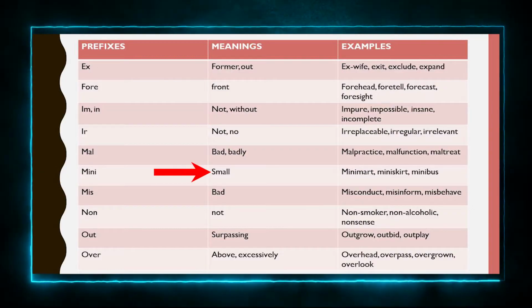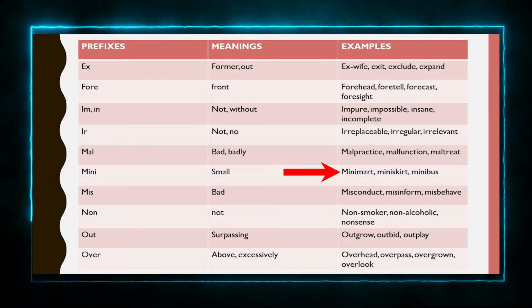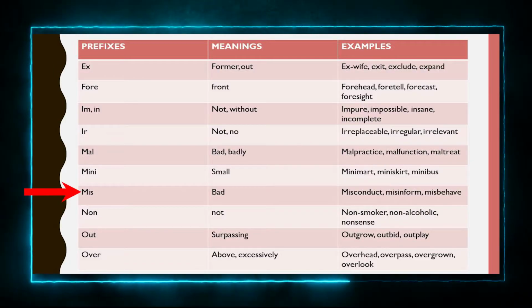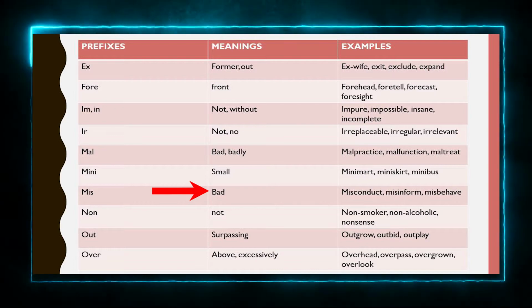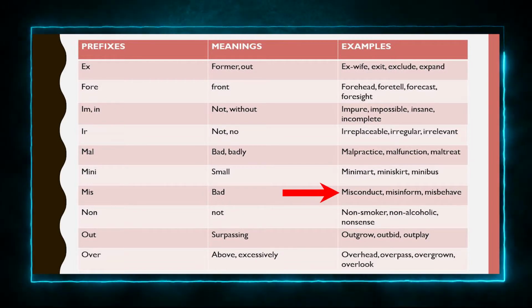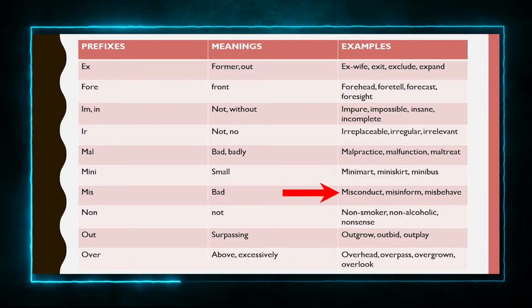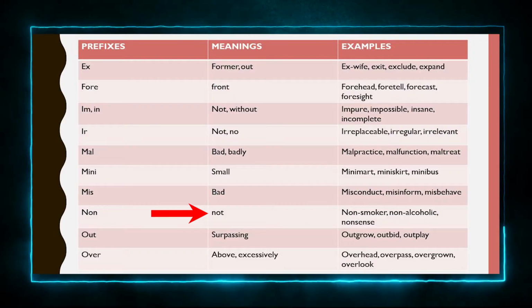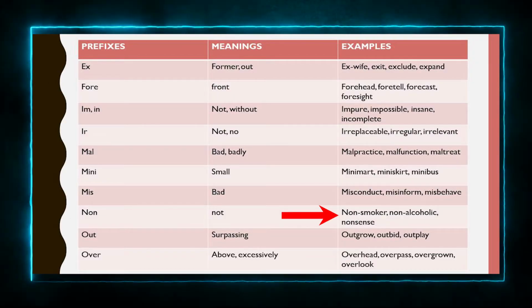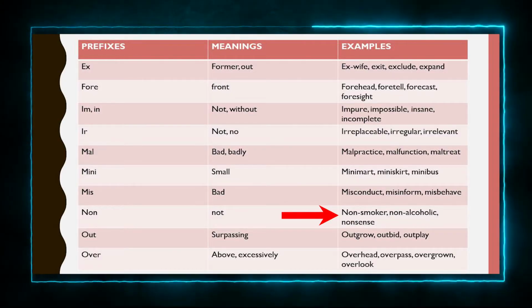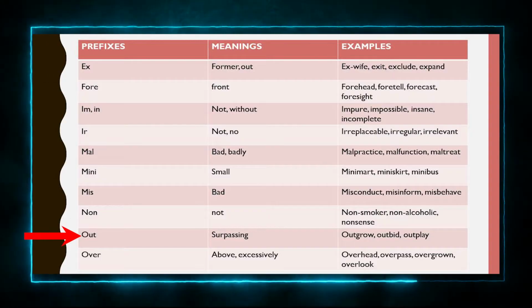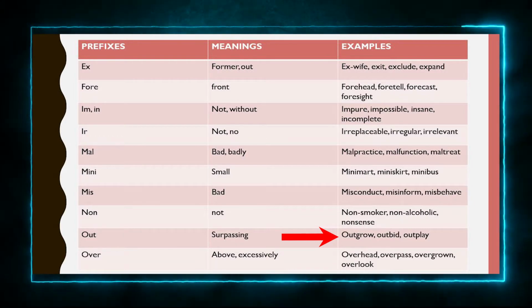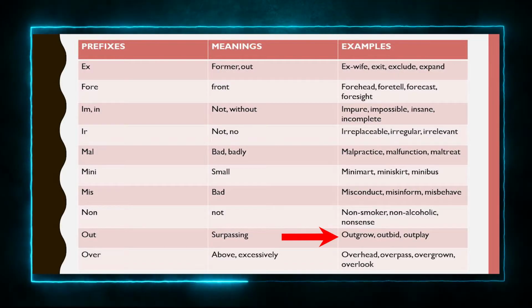Mini, meaning small, includes words such as mini mart, mini skirt, or minibus. Mis is another prefix, which means bad, and examples might include misconduct, misinform, or misbehave. We also have the prefix non, which means not, and it might have words which are usually hyphenated, such as non-smoker, non-alcoholic, or nonsense. There's the prefix out, which means surpassing, like you might outgrow your clothes, or some person might outbid another, or there is the other, outplay.